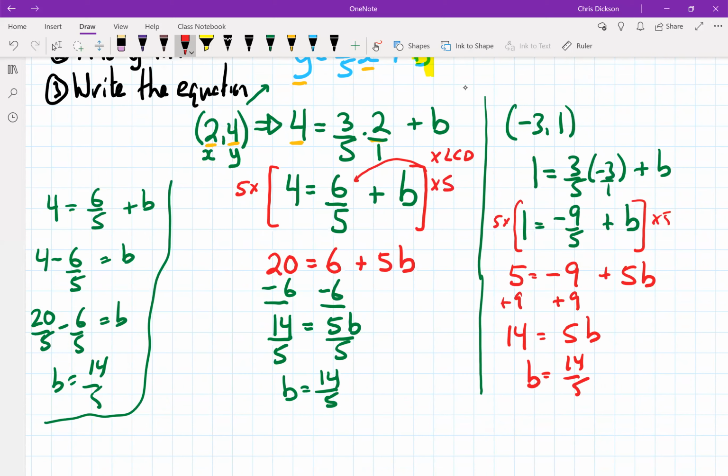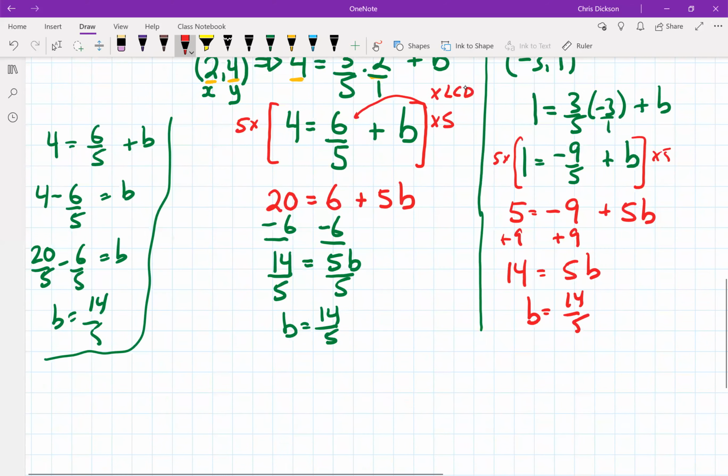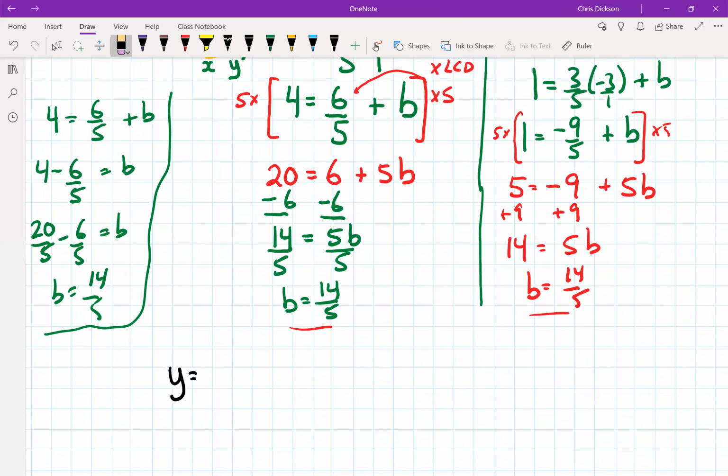I would just pick the one that has the least number of negative signs. But if you have time to check, it's always nice to know you did the right thing. You should get the same answer. So the equation then is y is equal to, sorry, the slope was 3/5. So slope is 3/5 x plus a y-intercept of 14/5.